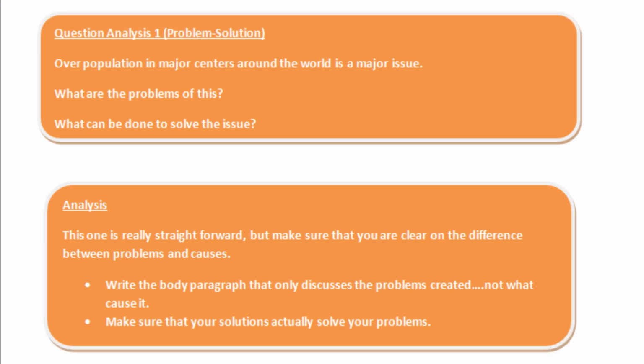The question analysis is really important, and I'm going to explain how each one of the questions is analyzed properly before writing your essay. So this will help you when you take your exam every single time. So let's get into the very first question. Overpopulation in major centers around the world is a major issue. What are the problems of this? What can be done to solve the issue?